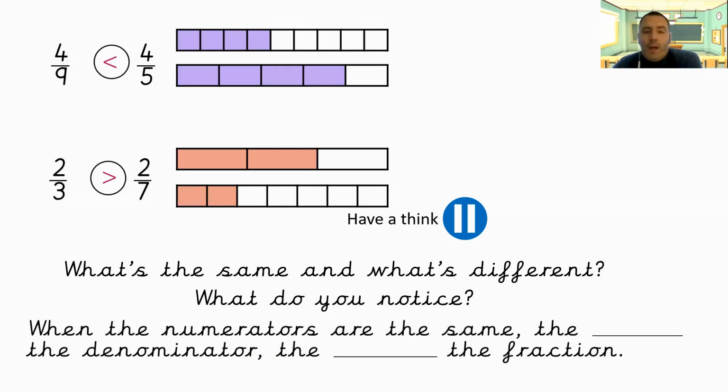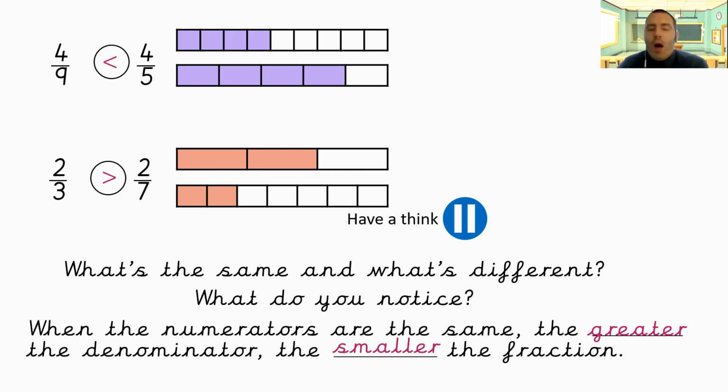So we know when the numerators are the same, the greater the denominator, what do you think is going to finish the sentence? You've got a 50-50 here. You've got a half a chance of getting it right. Is it going to be greater or is it going to be smaller? What do you think? So when the numerators are the same, the greater the denominator, the smaller the fraction.